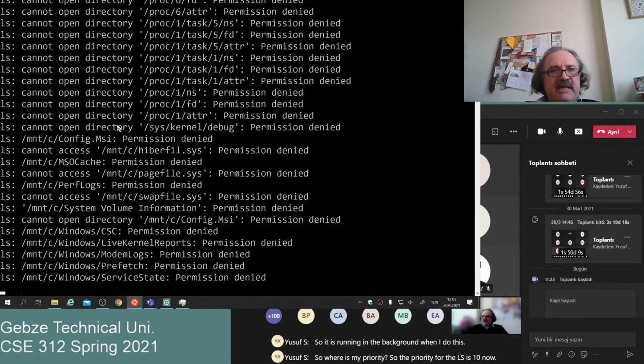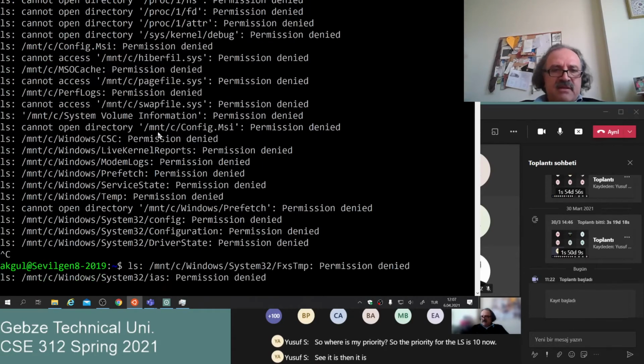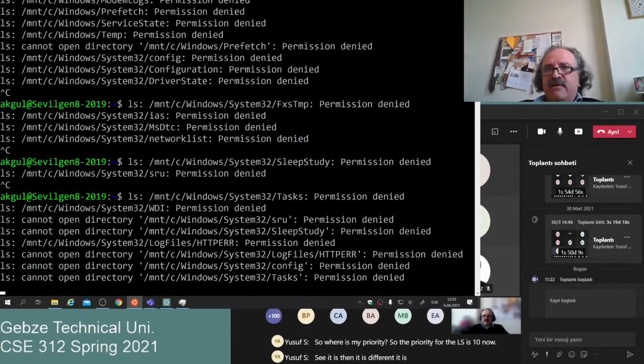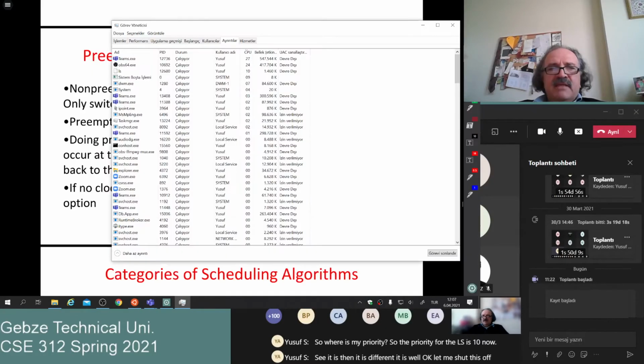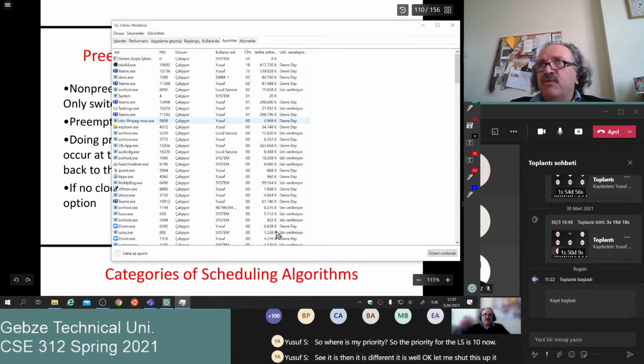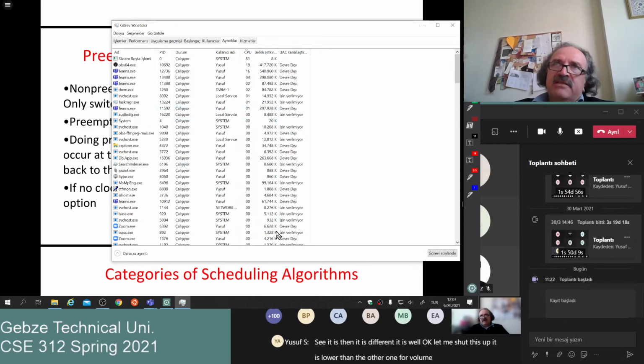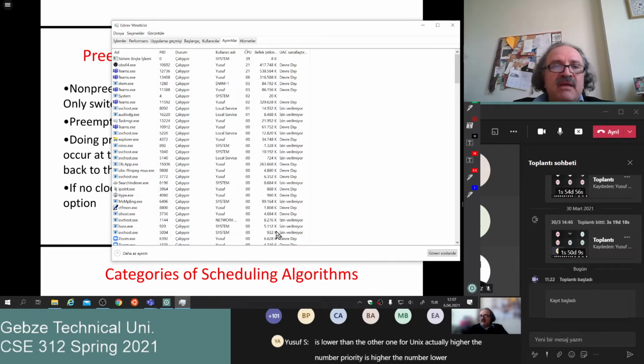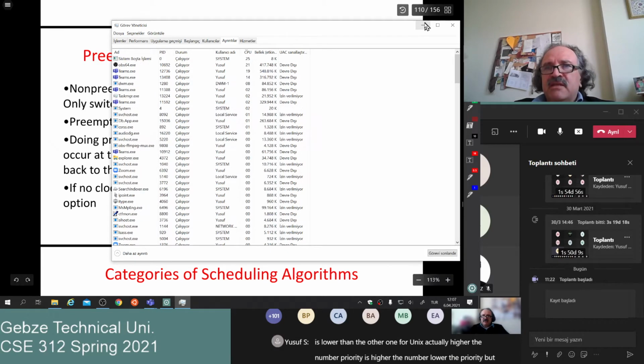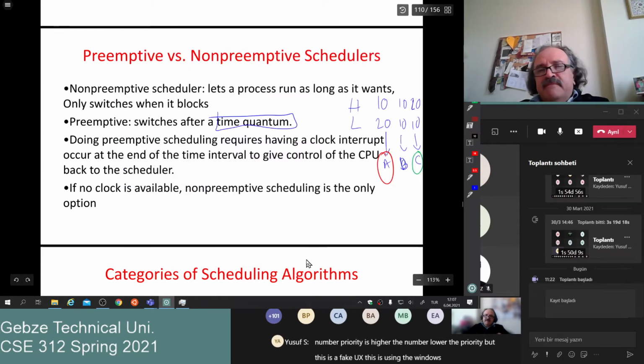See, it is 10. It is different. Oh, okay, let me shut this up. It is lower than the other one. For Unix, actually, the higher the number, the lower the priority. But this is a fake Unix. This is using the Windows priorities.